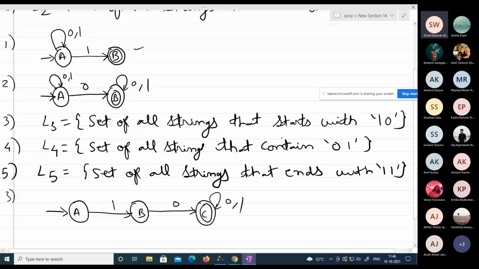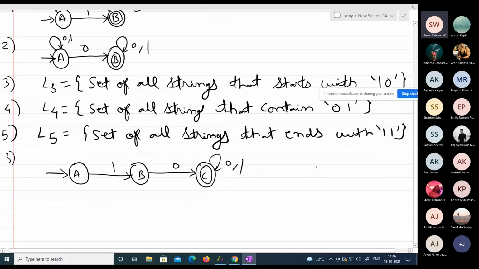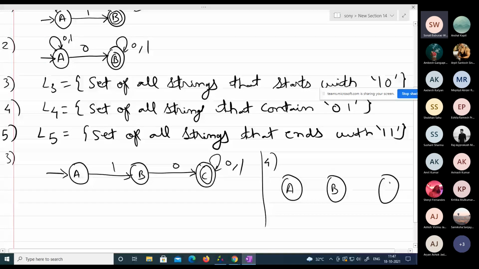Very good. Your next one, I'll draw it here. For the fourth one, how many states will you have? 3 again. Yes, so that will be A, B, and C. From A to B it gives 0, B to C gives 1. And then about 0, 1? Self loop both on A and C with 0, comma 1. Yes, absolutely good.